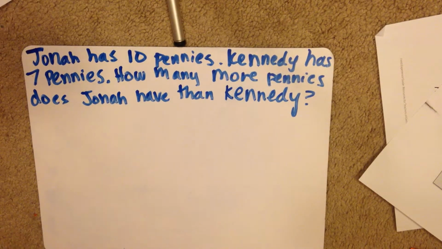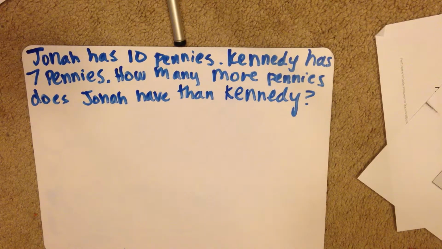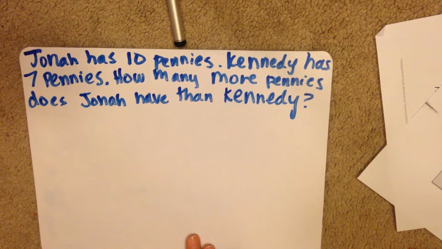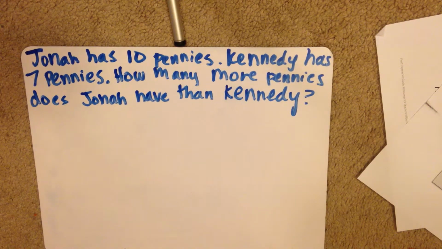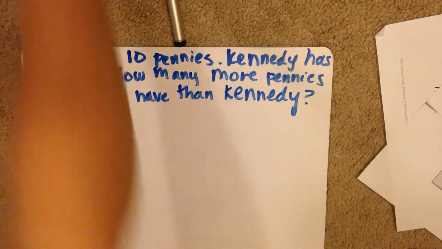Alright, so now we're going to look at a different type of word problem. Our second problem is, John has 3 pennies, Kennedy has 7 pennies. How many more pennies does Noah have than Kennedy? So, the first question we ask ourselves is what kind of question is this? What are we doing? Are we joining, separating, comparing, or looking at parts of a whole?